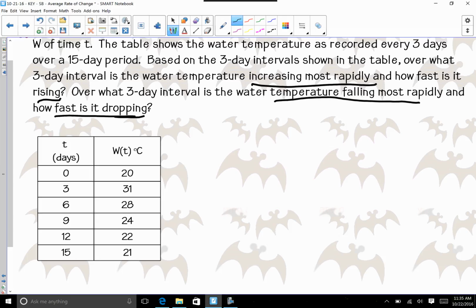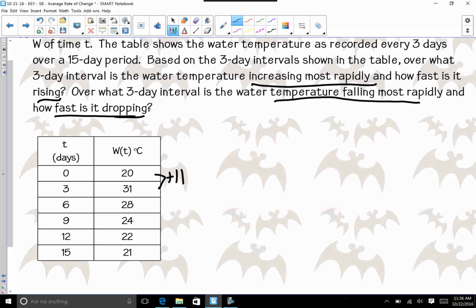So it's asking me two things. It wants to know over which interval the water temperature is increasing the most, and where it is decreasing the most. So what I want to do is look at the temperature right over here. The first interval is from time 0 to 3. At day 0, the temperature was 20. At day 3, it was 31. So we can see that this temperature has changed by an increase of 11 degrees.